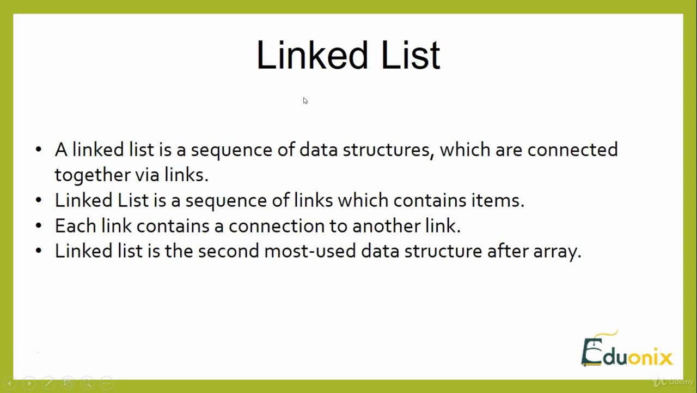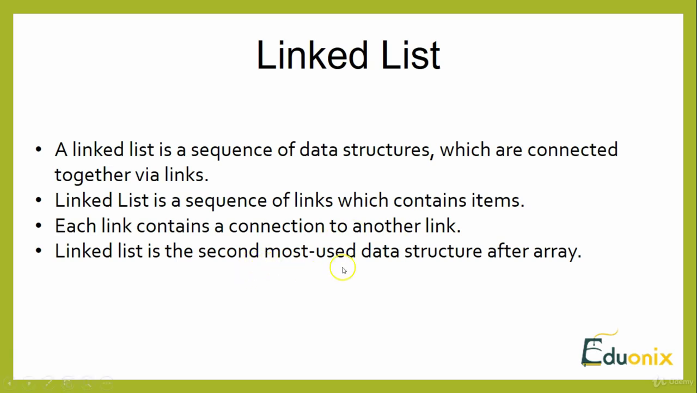So we have a structure of data mentioned in a particular sequence, and they are connected to each other with the help of links. A linked list is a sequence of links which contains items, or in simple terms, elements, which are included in that particular list. Each link contains a connection to another link, so one link is connected to another link, and this association is done with the help of the particular element.